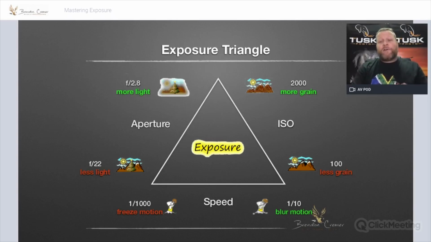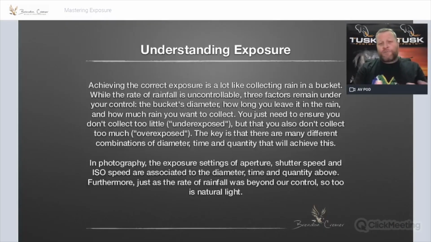But I do have a really nice analogy to help you understand a little bit more how each one of these things works and how it's relative to photography, in a little story, should I rather call it that. Achieving the correct exposure is a lot like collecting rain in a bucket. We can't control how much rain is falling, but there are three factors that we can control. We can control the diameter of the bucket that we use in order to capture that rain.